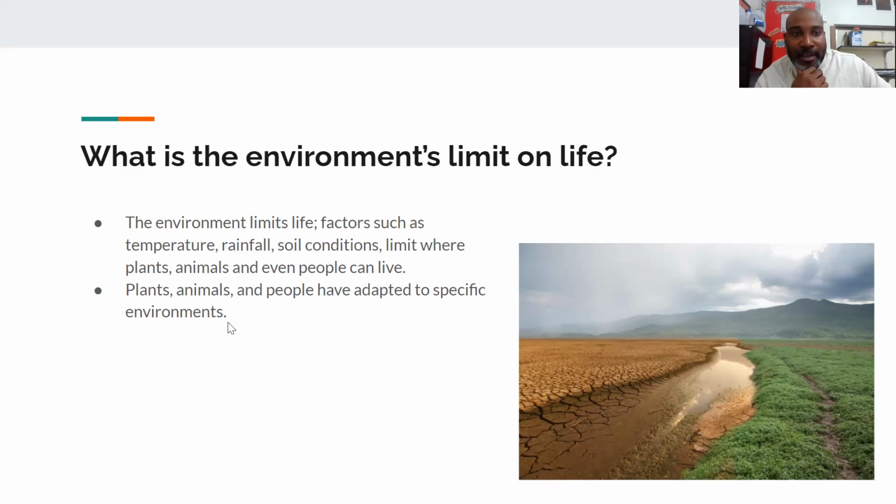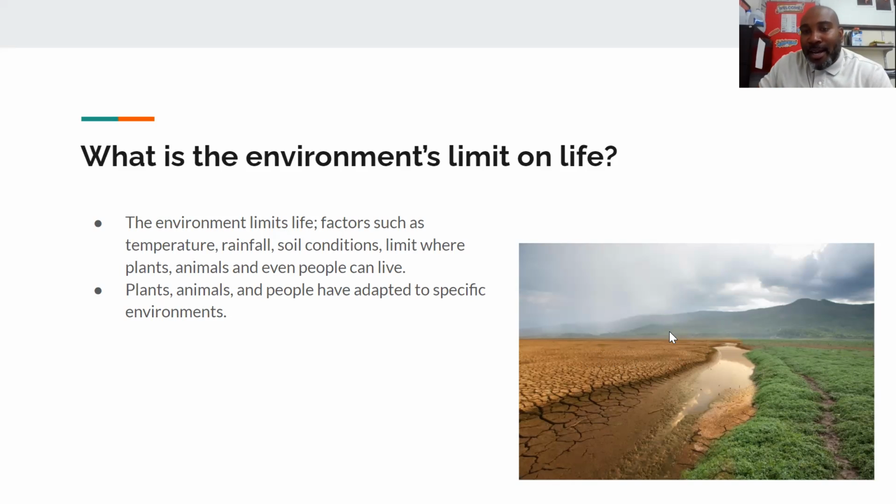So let's look at the first bullet. It says the environment limits life. Factors such as temperature, rainfall, and soil conditions limit where people, animals, and plants live. If you look at the picture right here, you have an area that looks desert-like, and over here you have a place with a lot of grass. Which place would be easier to live in and why? All right, think to yourself.